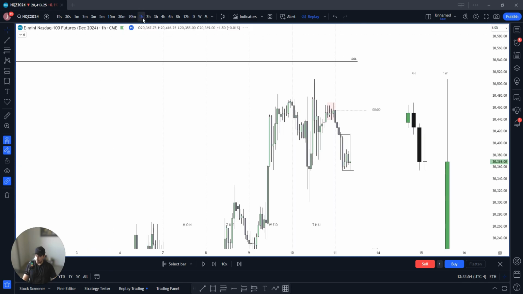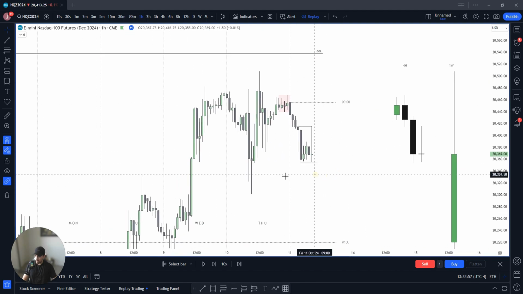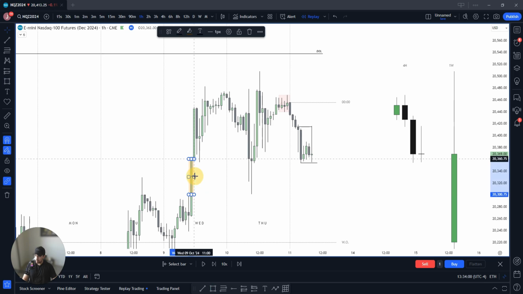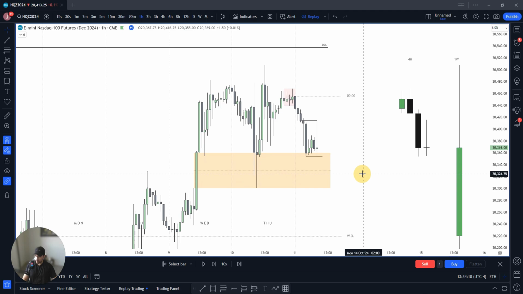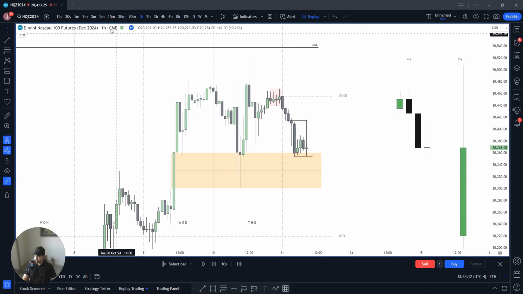And now we're going to be looking for our PD arrays. We still have this 1 hour fair value gap here, so let's go ahead and mark that out again. This candle here is a rejection block as well. We can mark that out if we want, but we'll just use this 1 hour fair value gap for simplicity's sake.